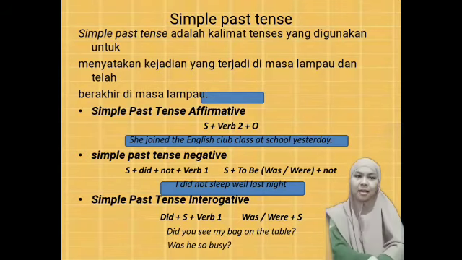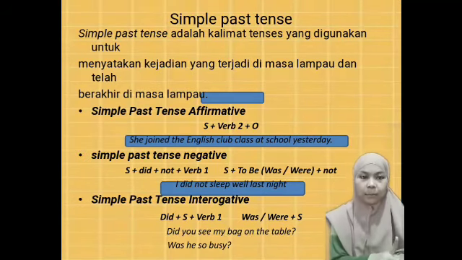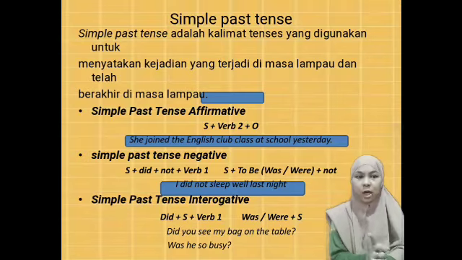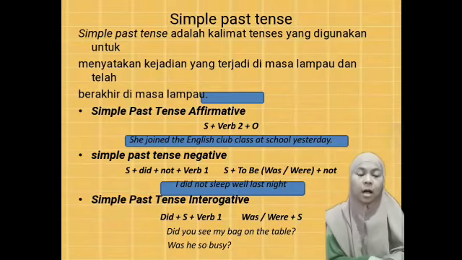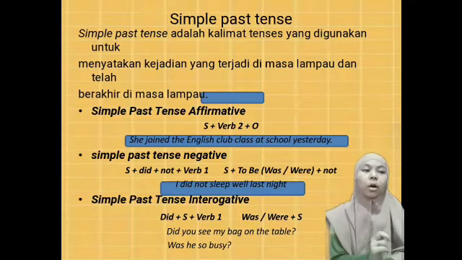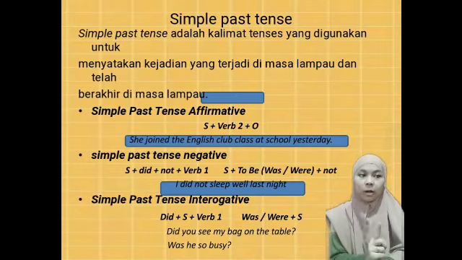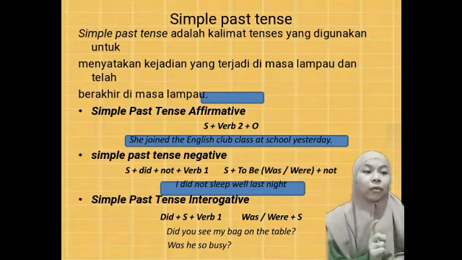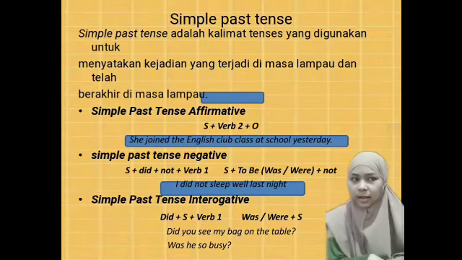And the next is simple past tense negative. The pattern is subject plus did plus not plus verb 1, or subject plus to be was, were plus not plus verb 1. For example, I did not sleep well last night.